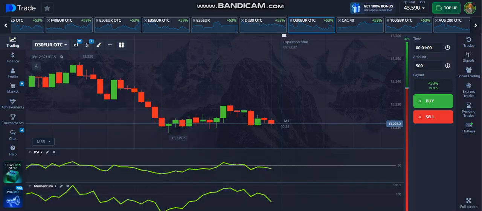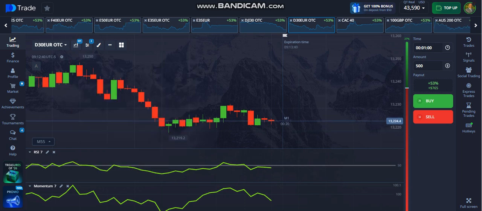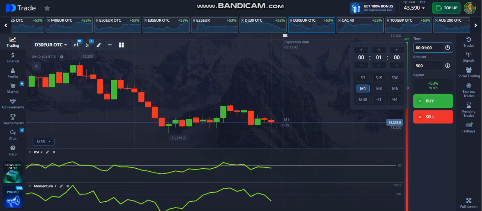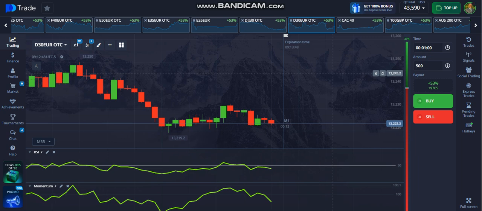And for my candlestick chart, I have the candle set to 1 minute regular Japanese candles. And for my trade timer, I also have it set to 1 minute, so I'll be taking 60-second trades. Okay, so I'm going to pause the video and look for some setups.